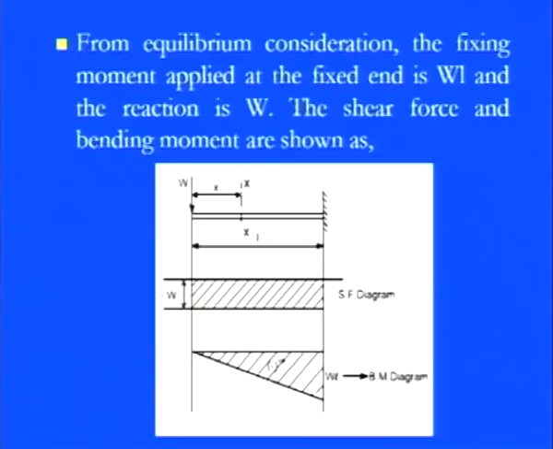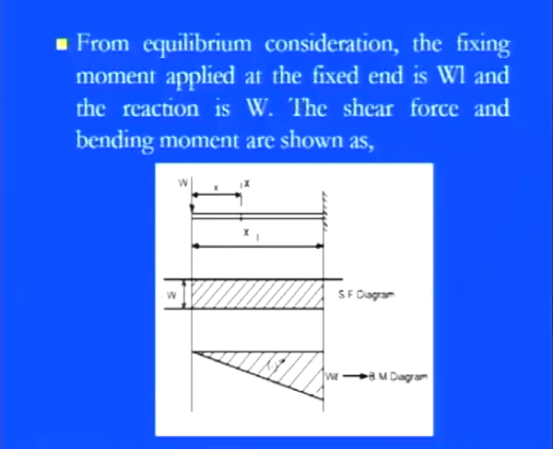So with those values you can simply calculate the total shear force as well as the bending moment, and you can draw the diagrams, because now you have a clear feeling with the sign convention of how the variation of the shear force as well as the bending moment is. From the equilibrium consideration, because we have a cantilever, the fixing moment applied at the fixed end equals the bending moment, W into L, and the reaction coming due to the shear force is W.